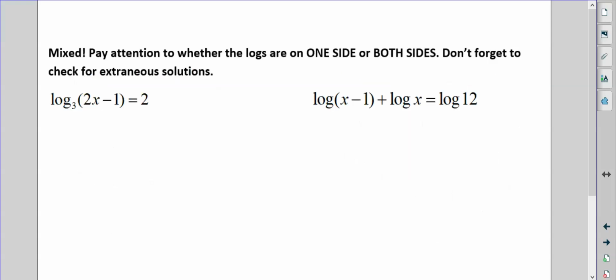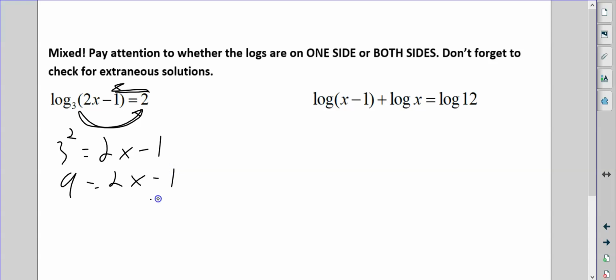All right, mixed up. So on this one, I only have 1 log on one side, so I'm going to swish and flick. 3 squared equals 2x minus 1. So 3 to the 2 across the equal sign, 2x minus 1. So that's 9 equals 2x minus 1. I'm going to add 1. Don't say this is 8. Divide by 2, x is 5. Plug it in. 2 times 5 is 10, minus 1 is 9. We're good to go. 3 squared is 9.